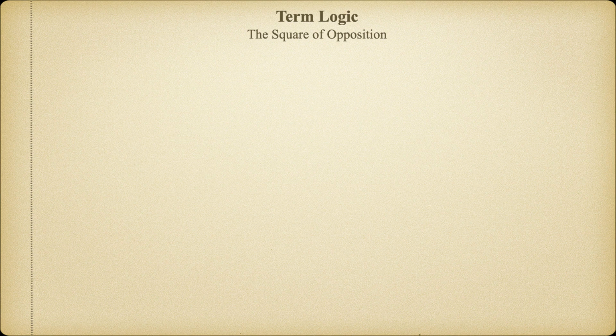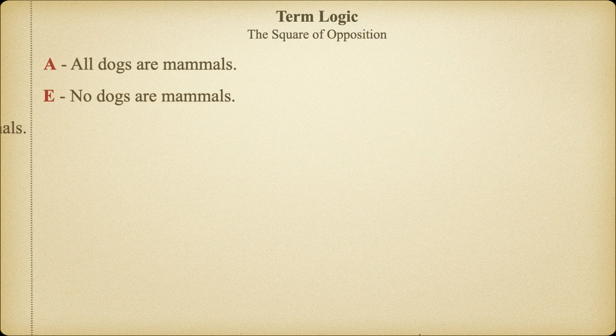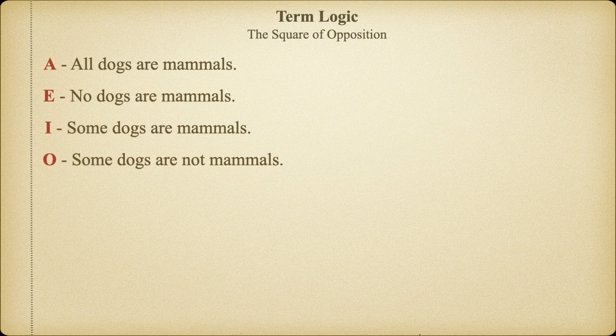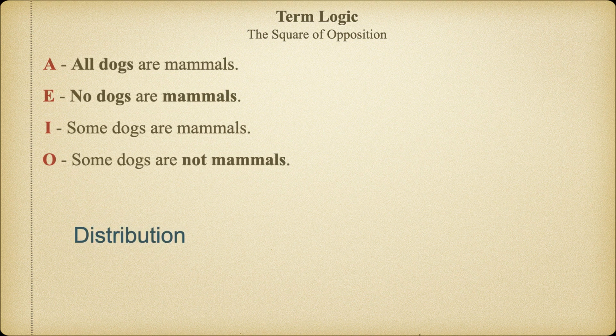In our last video, we learned about the four categorical propositions: the universal affirmative, the universal negative, the particular affirmative, and the particular negative. As an example, here we're using dogs as the subject term and mammals as our predicate term. So we see all dogs are mammals, no dogs are mammals, some dogs are mammals, and some dogs are not mammals. We also learned about the concept of distribution in the last video. A term in a categorical proposition is said to be distributed if the proposition makes a claim about the whole class or set of things in that term.